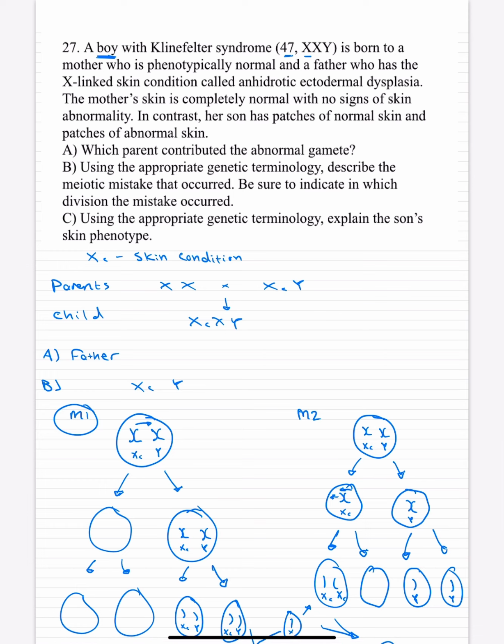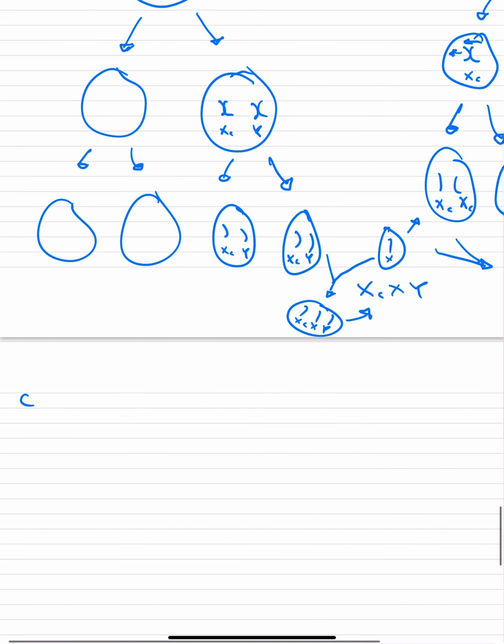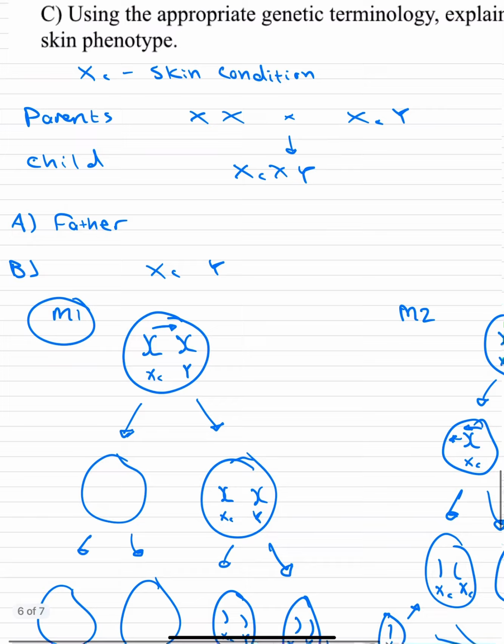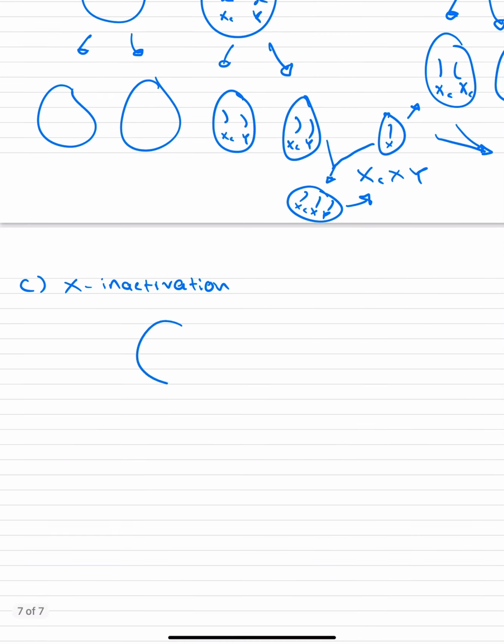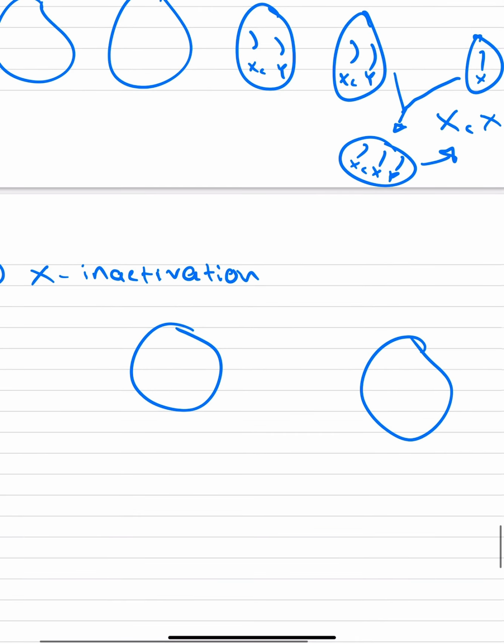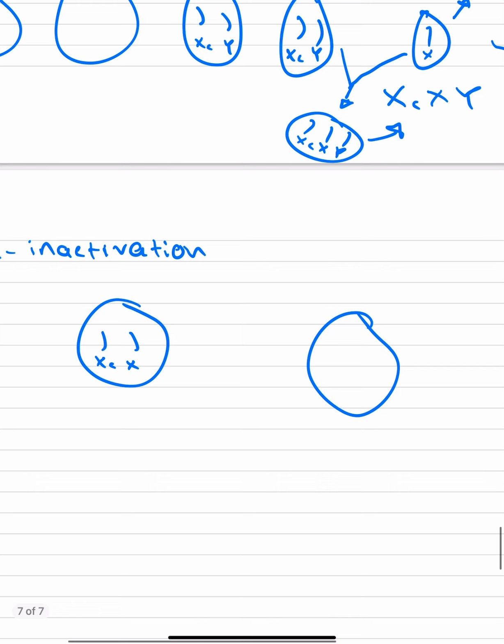Part C, using the appropriate genetic terminology, explain the son's skin phenotype. So the son has patches of normal skin and patches of abnormal skin. That is indicative of X inactivation. So this boy has random cells in his body. Let's draw two cells. Here we have XC, X, and Y. XC, X, Y.